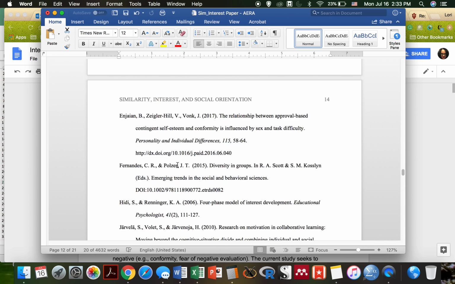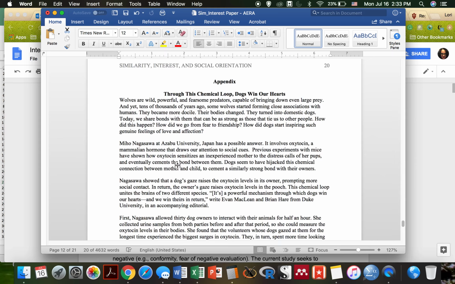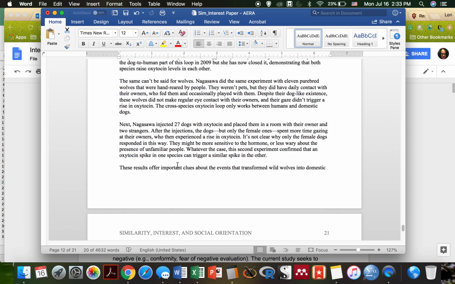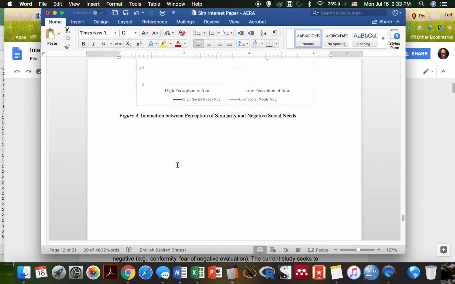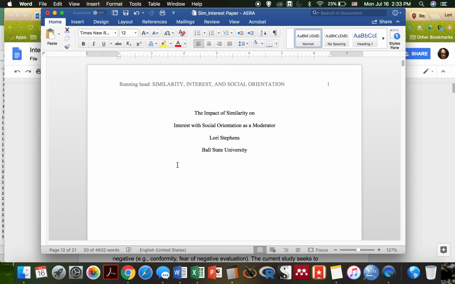Then you have your references and your tables and figures, and then that's it. I have an appendix here. You guys won't need an appendix, and your paper is not going to be this long. It's not going to be excessively long, but I hope that this has clarified some information for the paper.